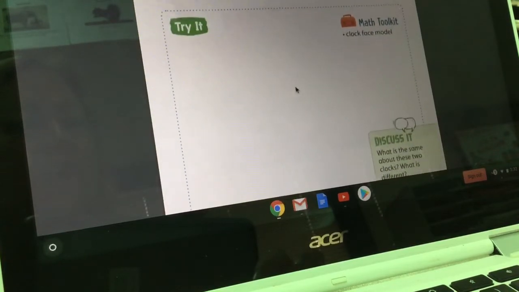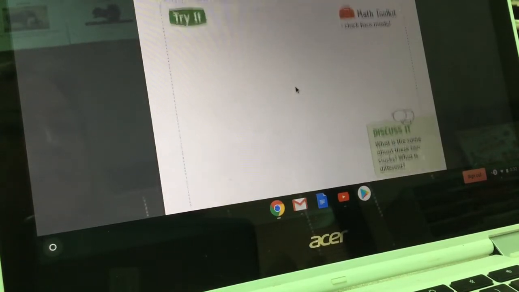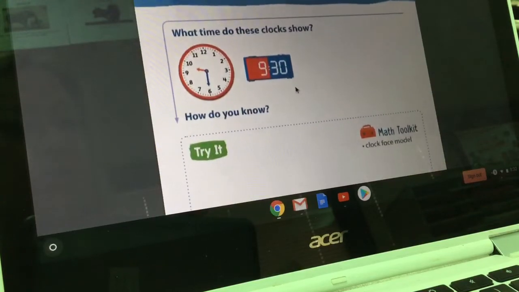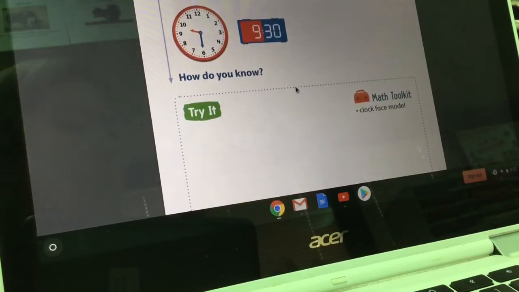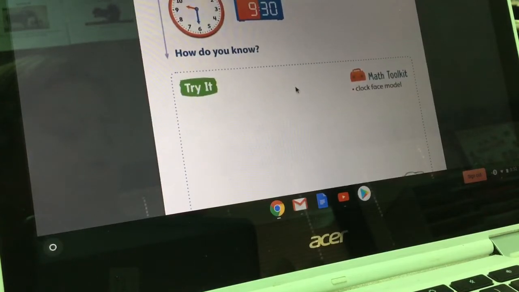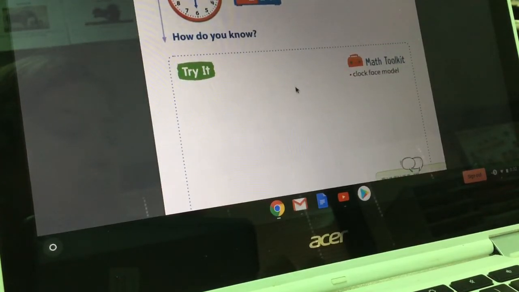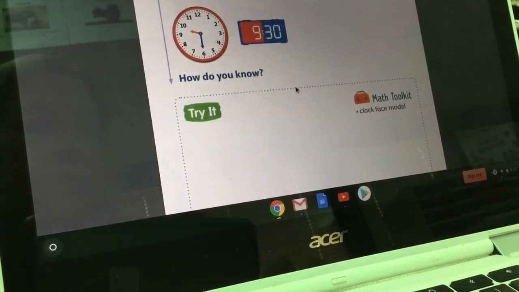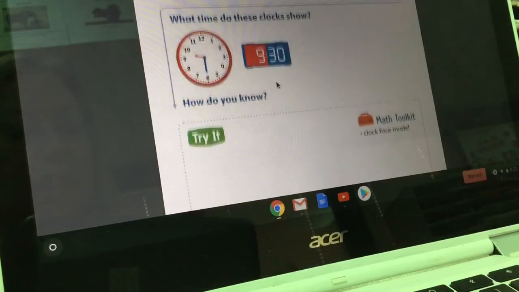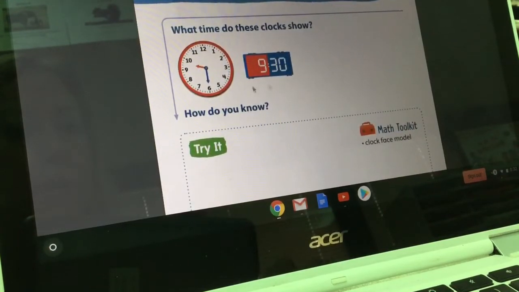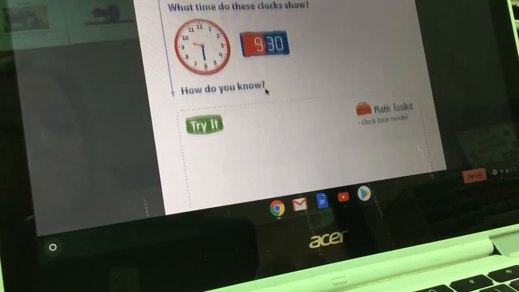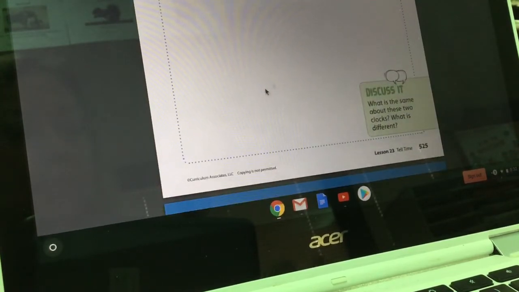Okay, so try it was just our explanation of how we know that these two clocks show 9:30. You might have a different way of saying it. Some people might say that it shows 30 minutes after 9, or 30 minutes past 9, or half past 9. Any of those ways are correct for identifying what we see on our clocks here. So again, try it was just us chatting about how we know what we're looking at here. Go ahead and discuss it.